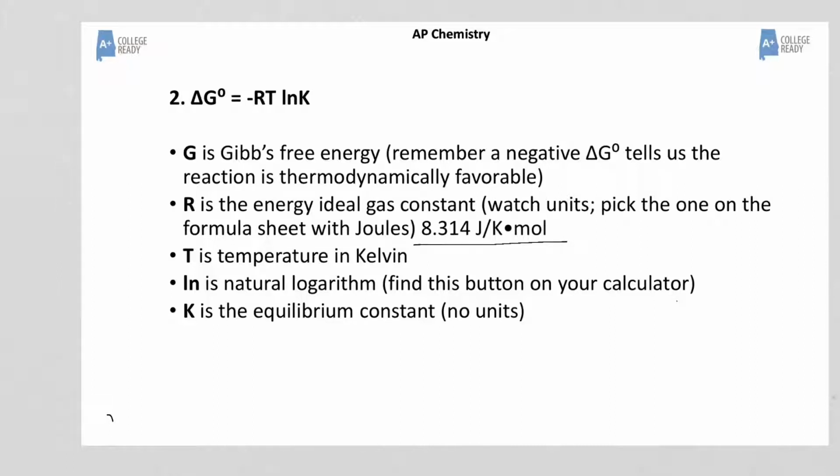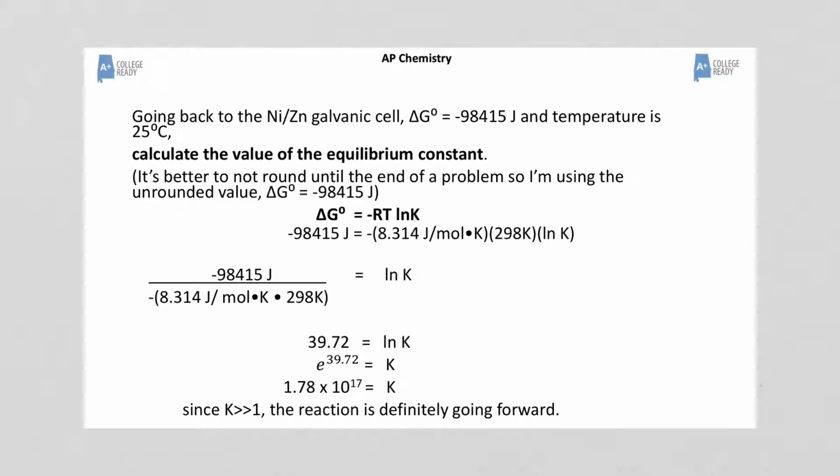So if we know that K is greater than 1 and we do this math, delta G would have to be negative. If K is less than 1, and you could try this, you could plug in a number and try it, then delta G would be positive, which does tell us that this is thermodynamically unfavorable. But since we're studying galvanic cells right now, we know delta G is going to be negative because they are favorable.